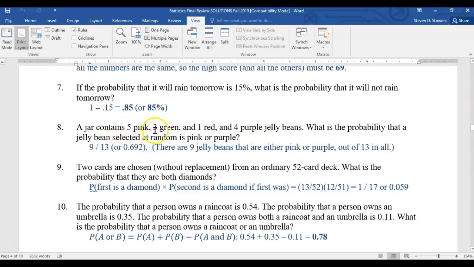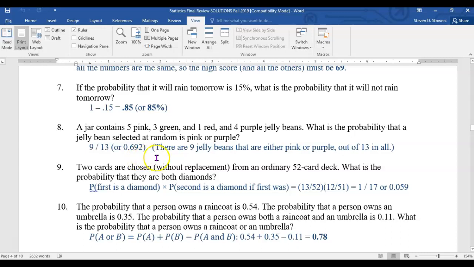A jar contains 5 pink, 3 green, 1 red, and 4 purple jelly beans. If you add that up, that means that there are 13 in all. The probability that a jelly bean selected at random is pink or purple would be 9 out of those 13. There are 5 pink plus 4 purple, so 9 ways in all that you could pull one out that is either pink or purple, out of 13 in all. And so you could just write that as the fraction 9 over 13, or if you'd rather write it in decimal form, 9 divided by 13 as a decimal is about 0.692.